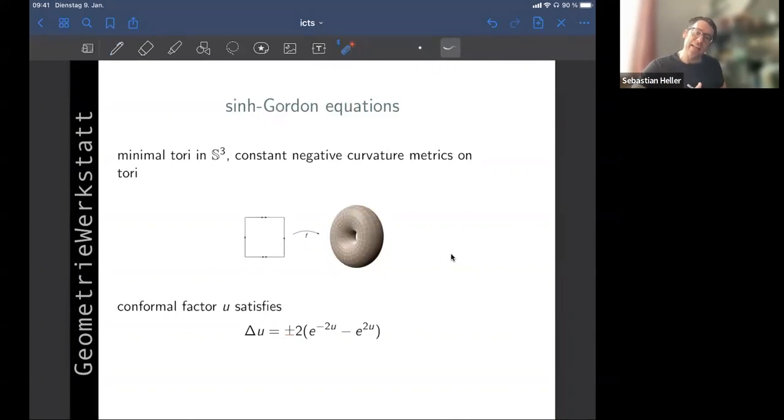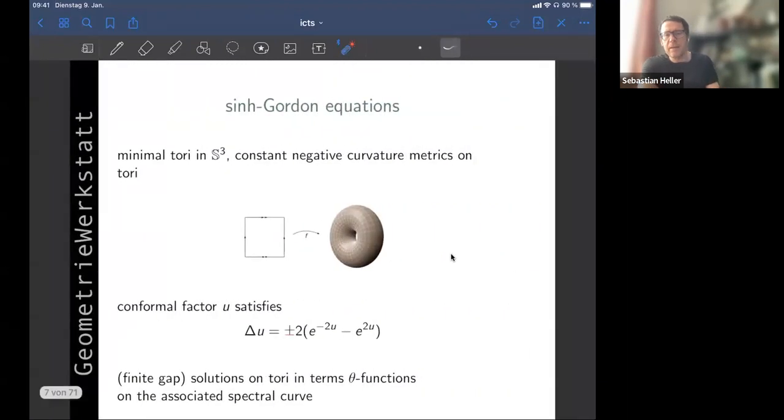And due to the sign, you get a lot of different behavior. So for example, on tori, you get quite nice global solutions of that equation for the plus sign, while the minus sign has singularities usually. But still there's a strong relationship between both cases. Namely, you can describe them in terms of holomorphic data.